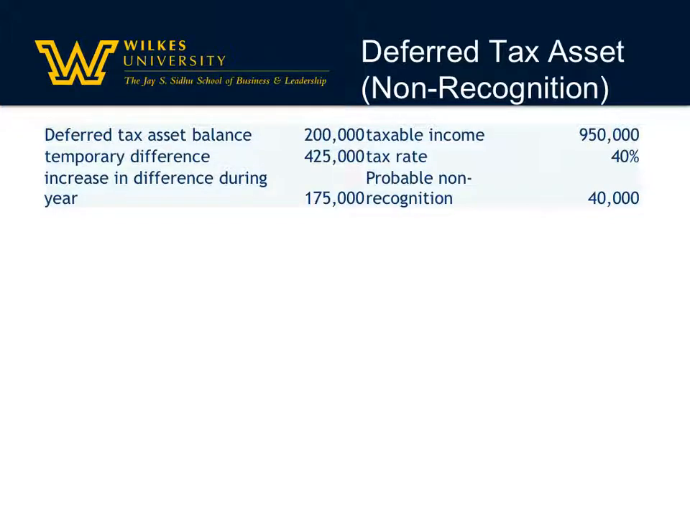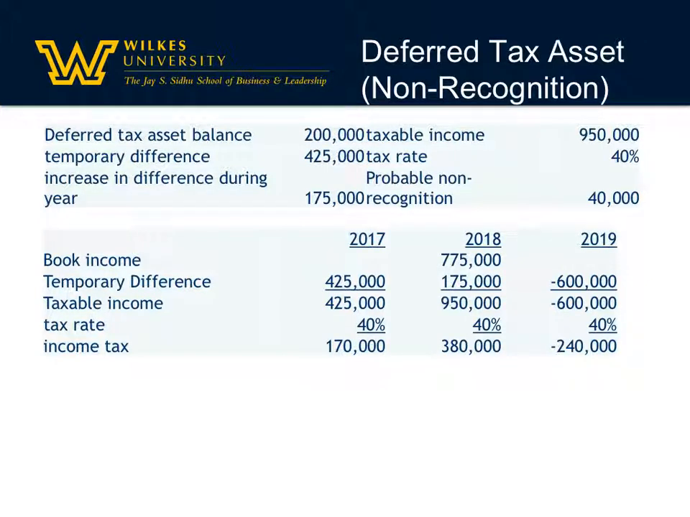So what happens if you don't think you're going to get to recognize that deferred tax asset down to where you reduce the balance to zero? Well, here's an example for that. If we have a deferred tax asset and the balance is $200,000, this year we've got a temporary difference of $425,000. That difference is going to actually increase by $175,000 during this year we're talking about. For example, we just stuck with $950,000. Doesn't really matter what our taxable income is, and a 40% tax rate. And then when we're done, we figure out that we're probably not going to get to recognize 40,000 of our deferred tax asset.